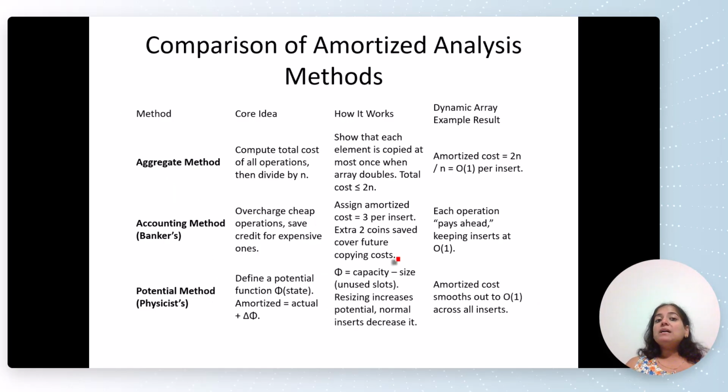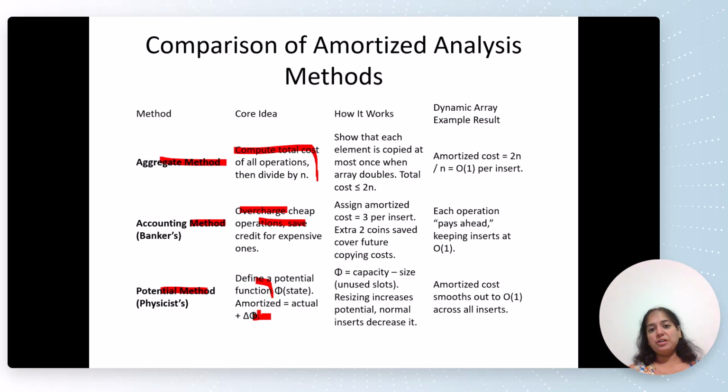If we perform the comparison of all of these analysis methods: in the aggregate method, the core idea is to compute the total cost for all the operations and divide by n. Whereas in the accounting method, overcharge cheap operations and save the credit for the expensive ones. And in the potential method, define a potential function, where amortized equals actual plus delta phi, the difference in potential.